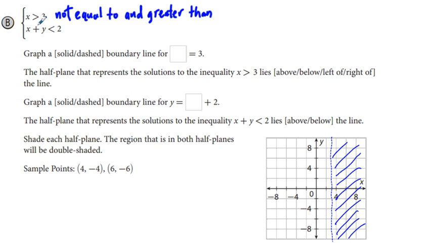Okay, the next one we have is x plus y is less than 2. And for this, we can solve for y by subtracting x from each side. So we have y is less than 2 minus x. So we have y is not equal to and less than 2 minus x. So here is our y-intercept, and then we have our slope of negative 1. So we're going to come like this.